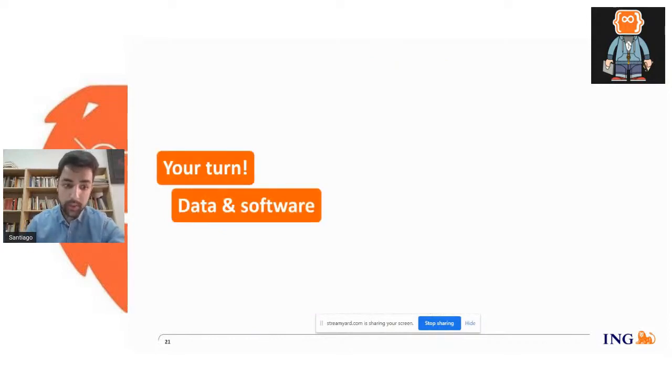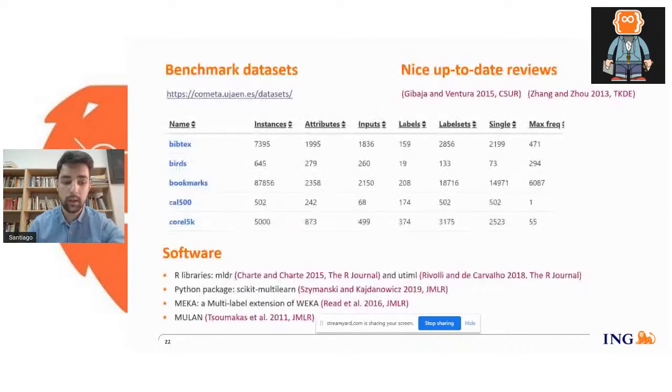Okay, almost the end. I wanted now to share with you some data and software you can find in the literature so that you all can start playing with them and consolidating the information we have been presented today. In this link, in Cometa UGiant's datasets, you will find a lot of benchmark datasets with different size in terms of data, in terms of number of features and number of labels. And actually, some of these datasets are used in the literature for comparing different multi-label classifiers and those that you are proposing as new in the literature.